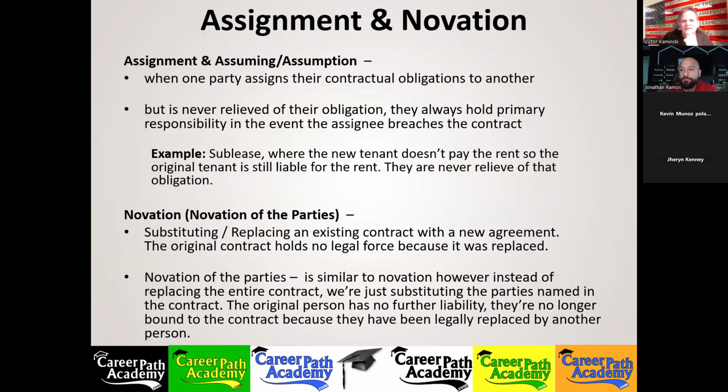All right, now we're going to learn about assignment or assumption, assuming a contract. That's when one party signs the contractual agreements that they have over to someone else to take over that contract. Most of our lease contracts and sales contracts stipulate that the contract cannot be assigned to someone else. In leases, you probably see this more than in sales contracts, where somebody tries to assign or assume a contract. That basically is like subleasing.